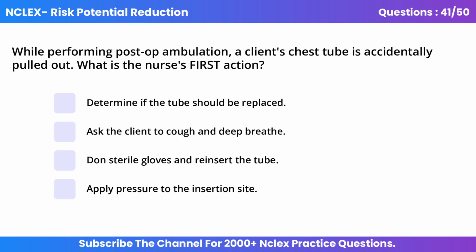Question 41. While performing post-op ambulation, a client's chest tube is accidentally pulled out. What is the nurse's first action? D. Apply pressure to the insertion site.